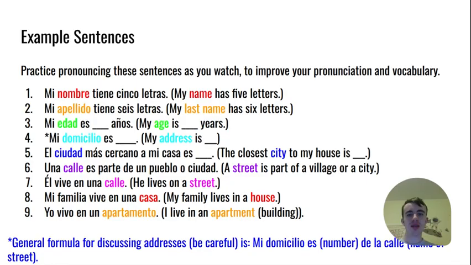Now let's try putting all your words together in sentences. If you can't understand everything these sentences say, don't worry, I included the English translations so you can improve your pronunciation and vocabulary at the same time. I will pronounce each of these sentences twice just to get an idea of what Spanish sounds like.